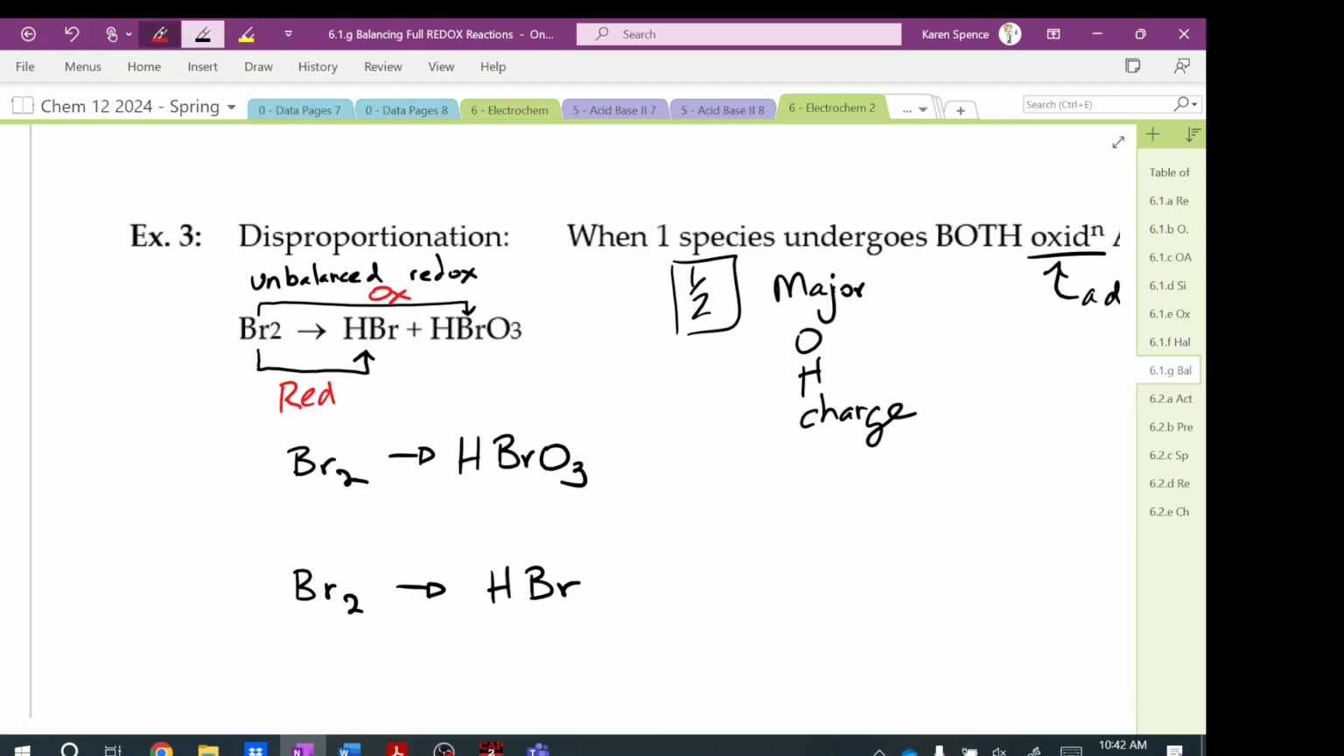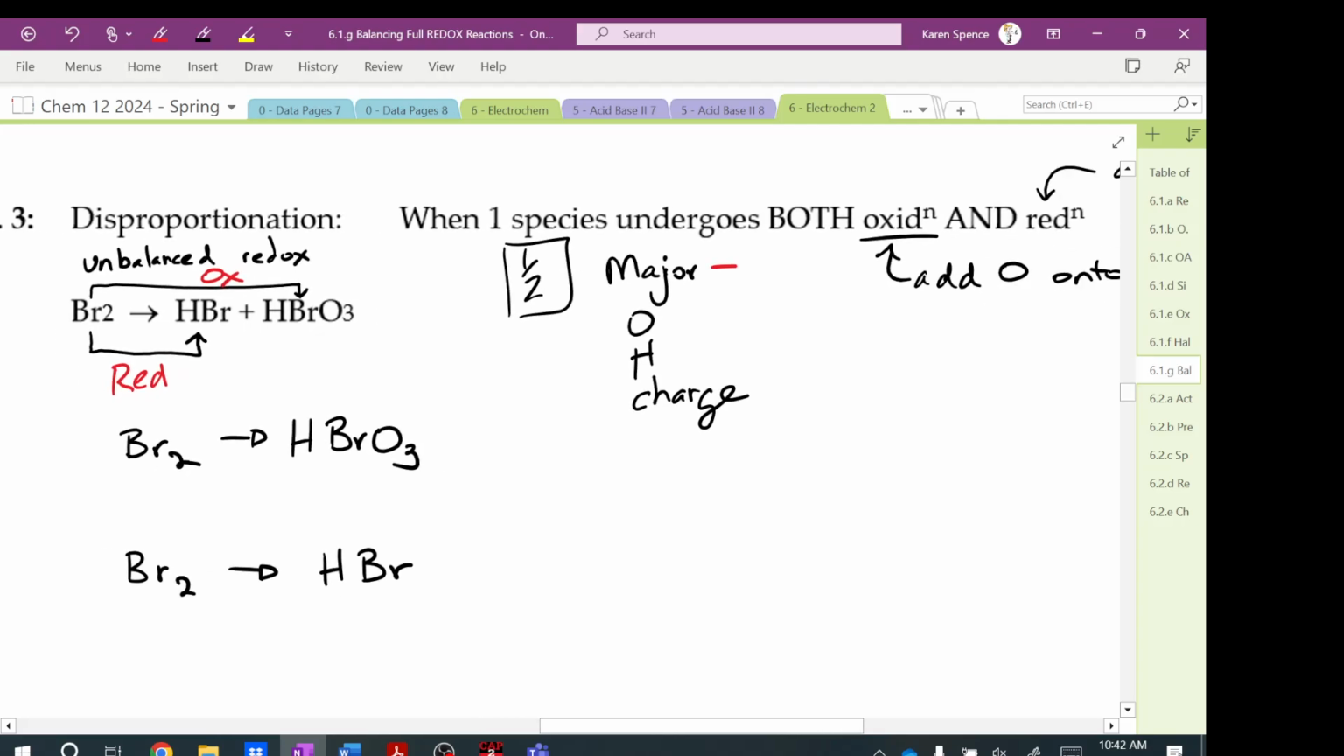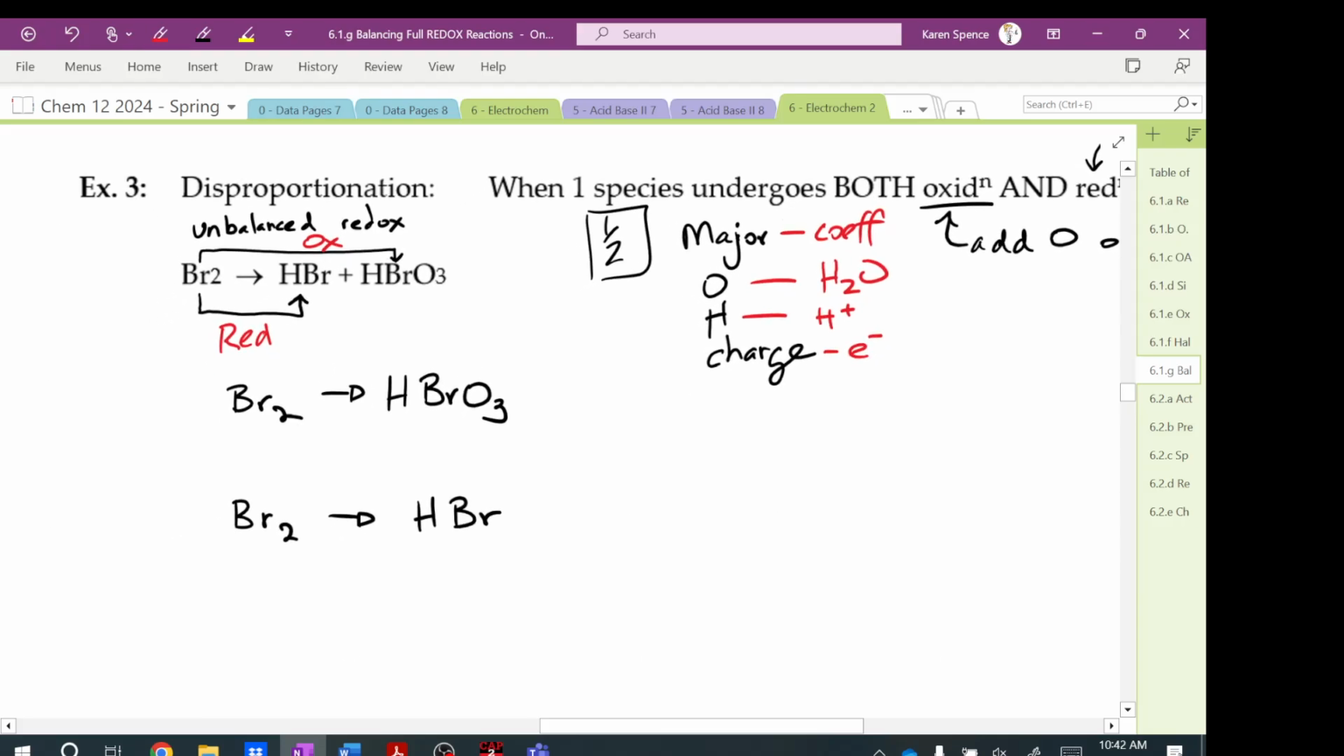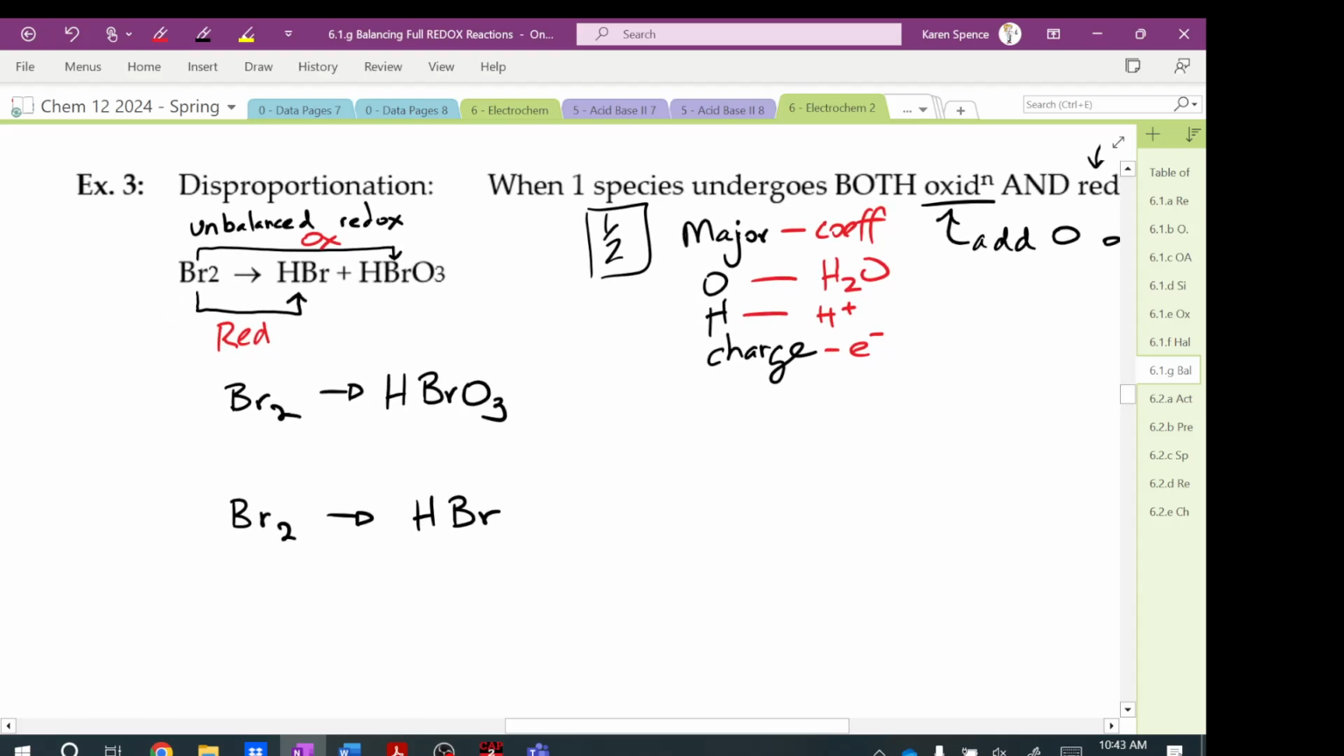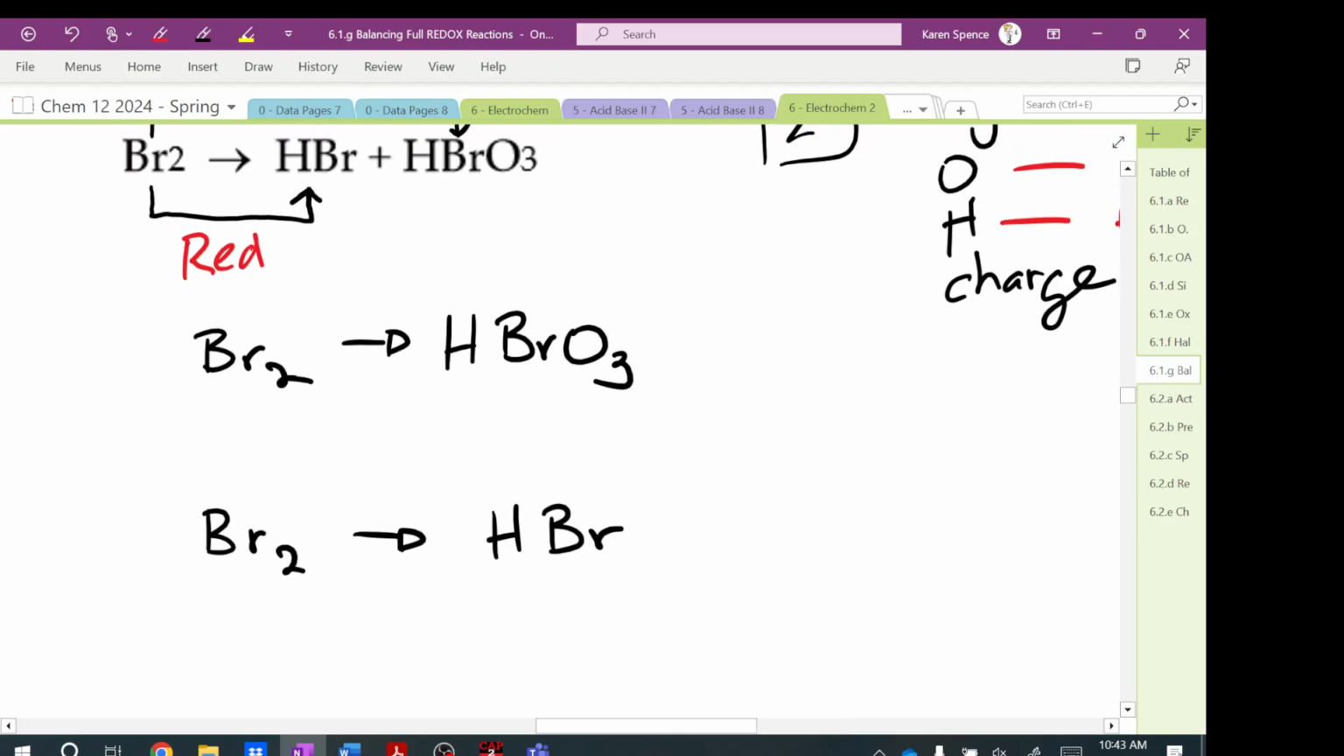What do we use to balance the major atoms? Coefficients. What do we use to balance oxygen? H2O. What do we use to balance hydrogen? H+. What do we use to balance charge? Electrons. Okay, so let's balance our first half reaction here. Do we have any major atoms that need balancing in this reaction? We have Br. Yeah, we need to put a 2. And then O comes next.